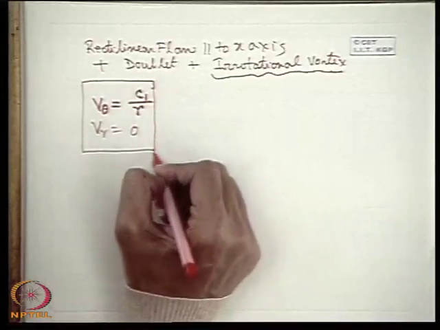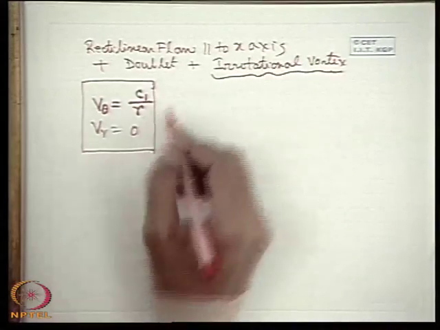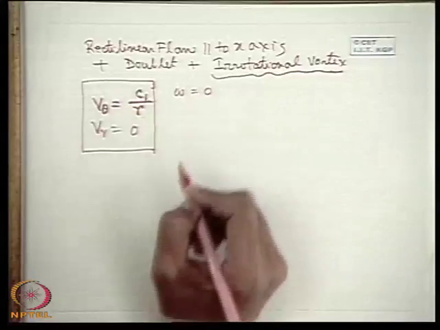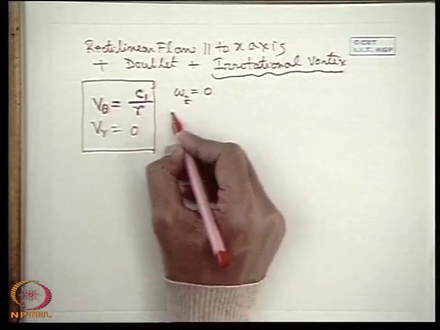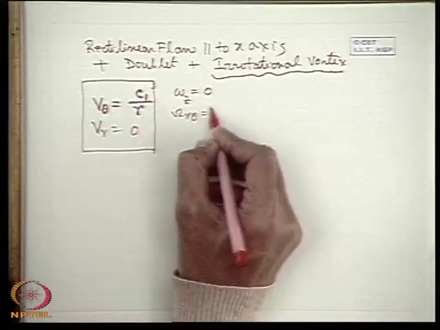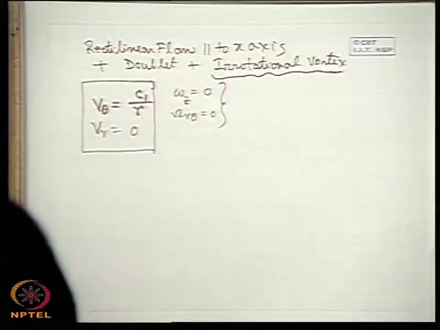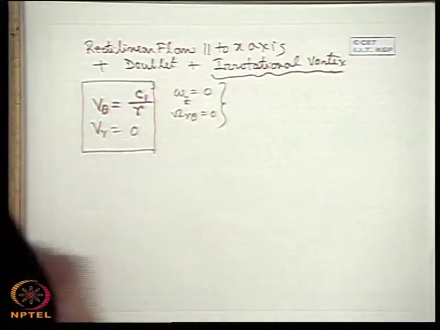And for this type of vortex flow, the rotation is 0. That means omega is 0. The rotation component omega z is 0. That means the vorticity in the r theta plane is 0, that we have already recognized. So this flow is known as irrotational vortex flow.